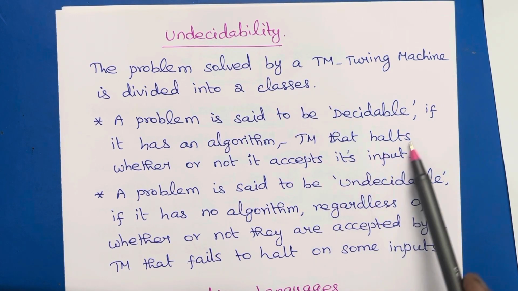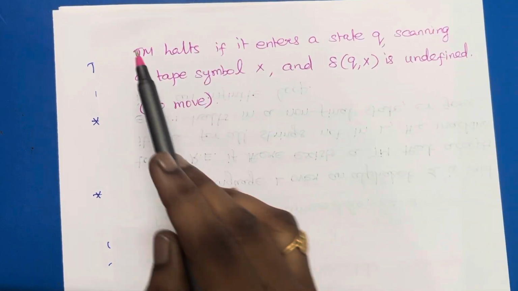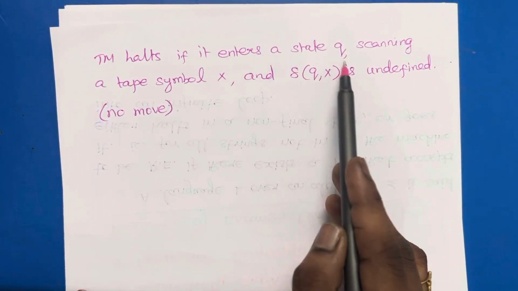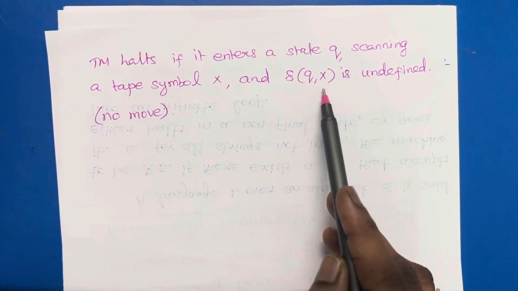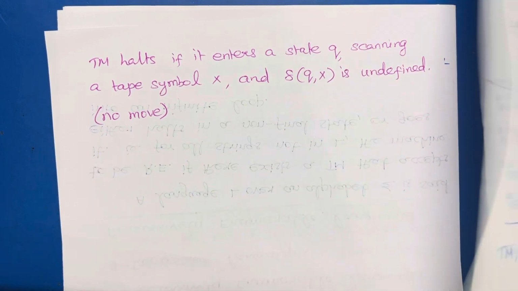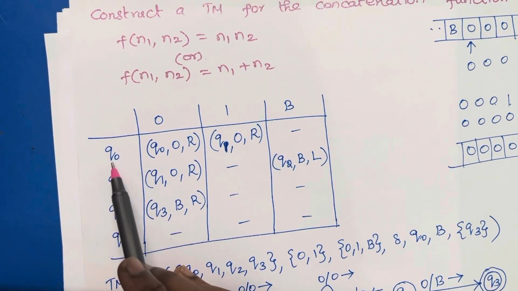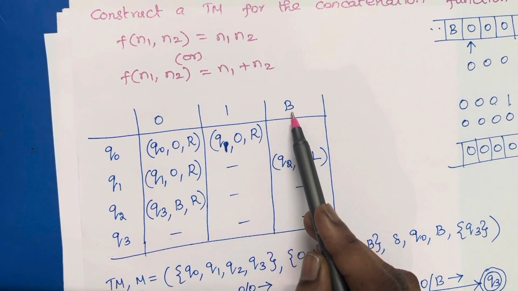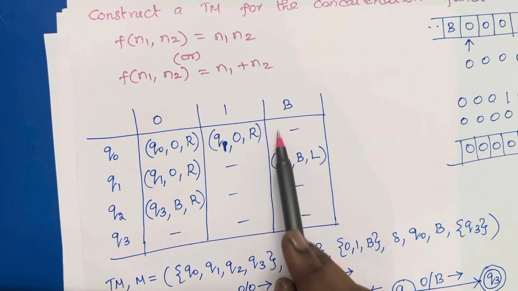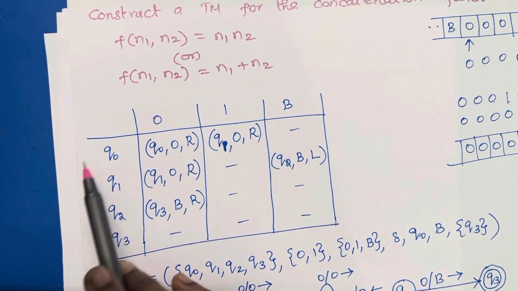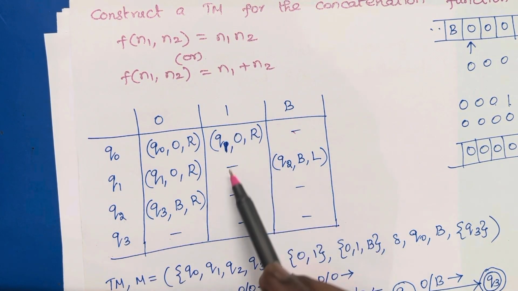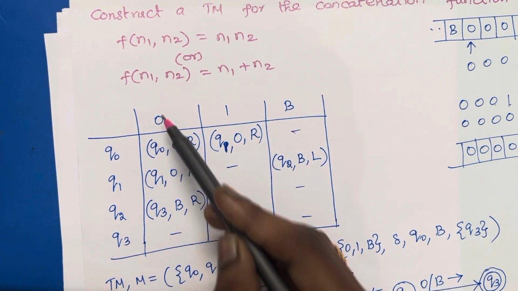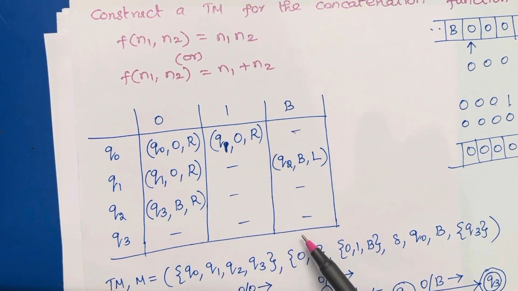So first we should know what it means for a Turing machine to halt. We say a Turing machine halts if it enters a state Q, scanning a tape symbol X, and delta of Q comma X is undefined. That means no move. For example, in this problem, when we are in state Q0 and scanning the tape symbol blank, there is no move. So we can say that when we enter state Q0 and scan blank, the Turing machine halts. Similarly, Q1 and 1, Q2 and 1, Q2 and blank, Q3 and 0, 1 and blank. These are all the undefined moves.